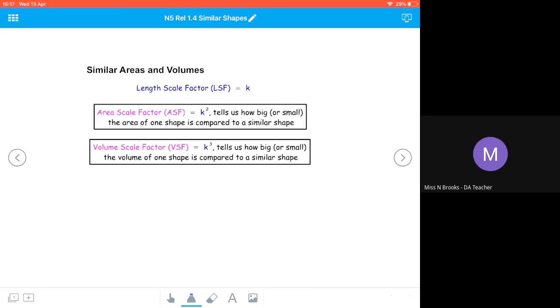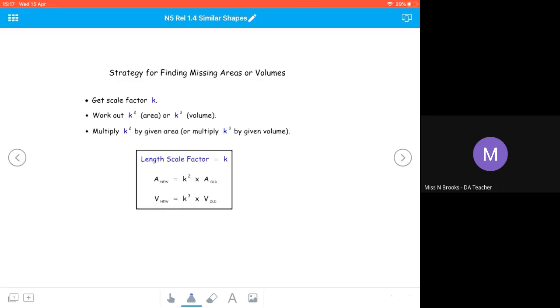For volume scale factor, it makes sense because it's cubic units that our VSF is going to be K cubed. And this is going to tell us how big or small the volume of one shape is compared to a similar shape. So the strategy for finding missing areas or volumes is to get the scale factor K, then work out K squared for area or K cubed for volume, and then we're going to multiply K squared by a given area, or we're going to multiply K cubed by a given volume.